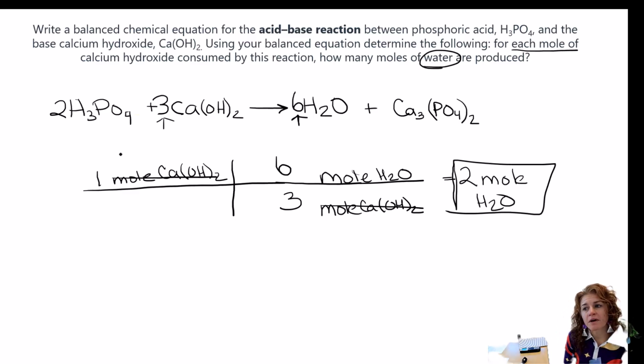This was a challenging question. It's asking you to write a neutralization reaction. It's asking you to balance the neutralization reaction. Then it's asking you to do a stoichiometry problem with that information. So definitely a challenging problem, but each of those things are tasks that you are responsible for this upcoming exam.